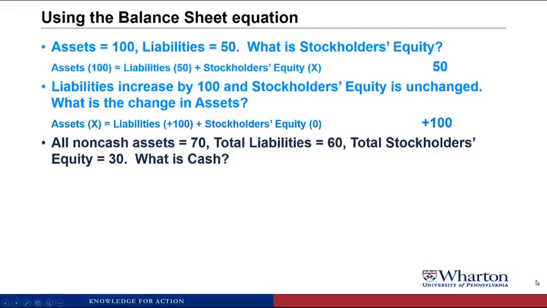All non-cash assets equals 70, total liabilities equals 60, total stockholders' equity equals 30. What is cash?